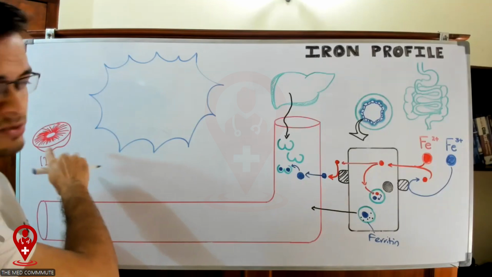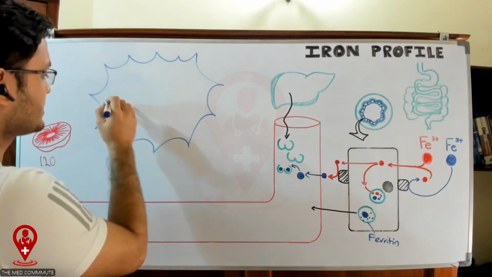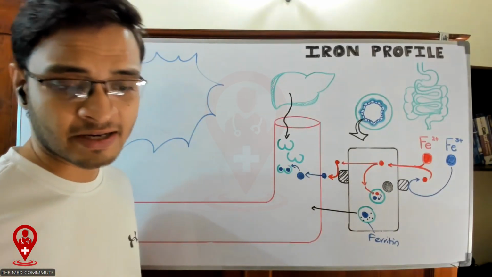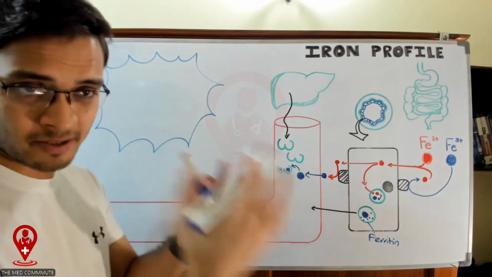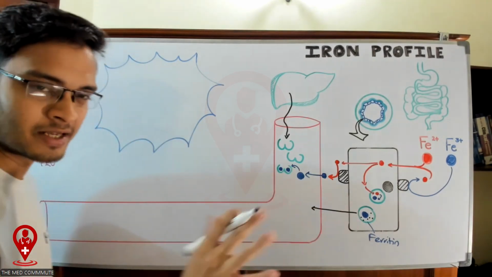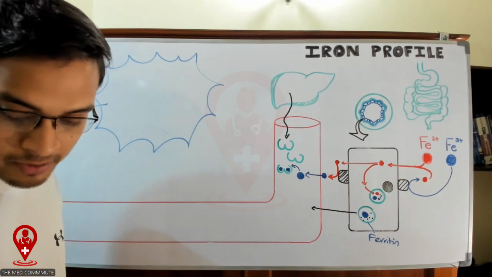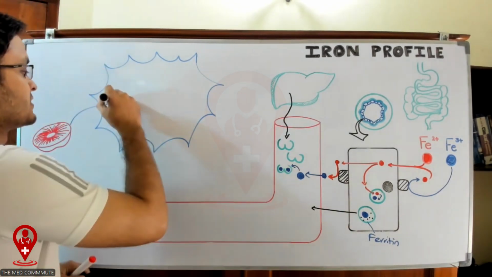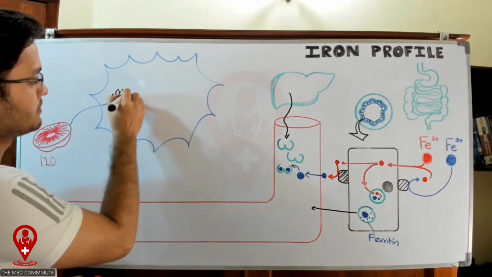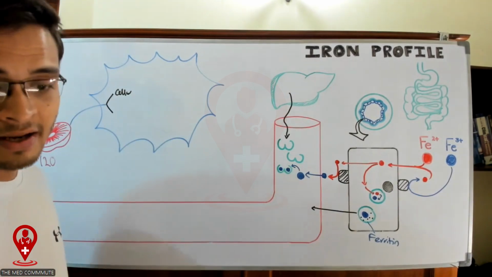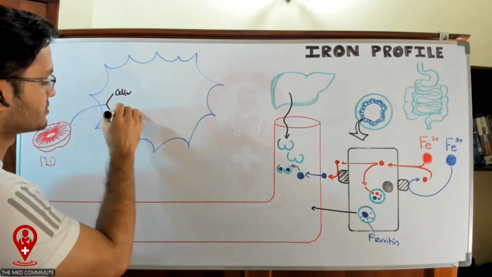This RBC, once its 120-day lifespan is over, is going to come here and it will be broken down for recycling. The recycling process is a little bit large, so we're not going to go into detail of that. But what I basically want you all to know is that it will be broken down into the cellular component and the hemoglobin. The hemoglobin will also be broken down.